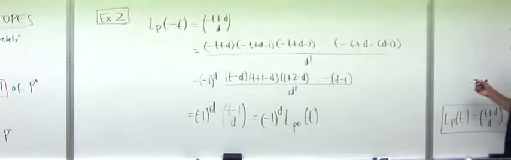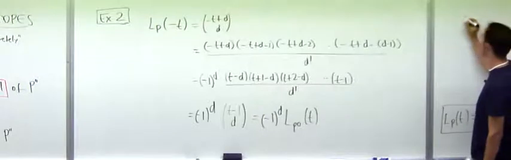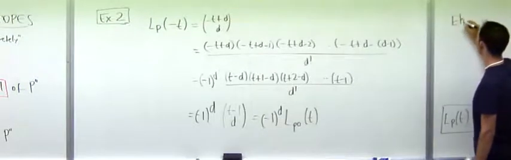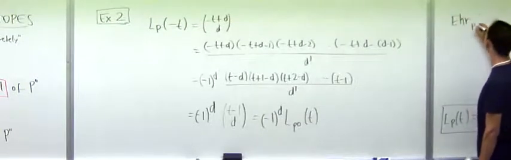Finally, let me just state what happens when you do the Ehrhart series. What you're going to get is the summation for d greater than or equal to 0 of t plus d, choose d, z to the d.